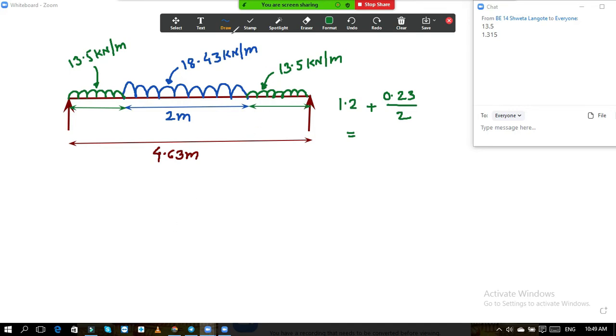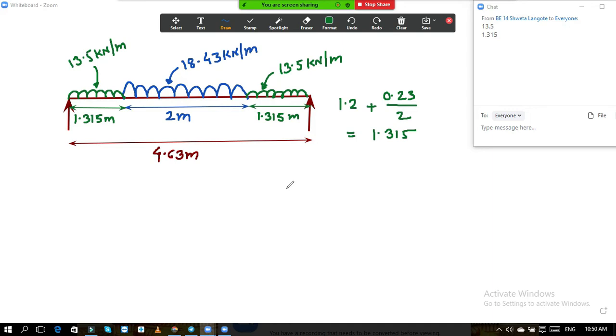1.315. So this is 1.315 meter. This is also 1.315 meter. Okay, now we need to calculate the maximum bending moment.